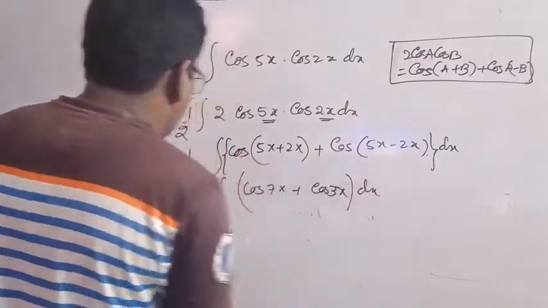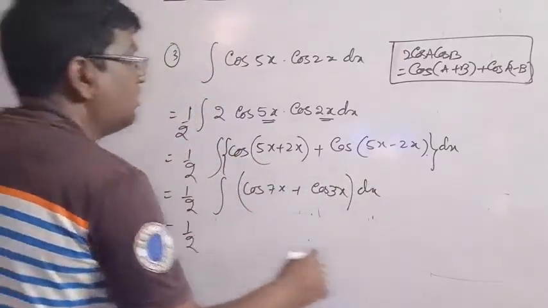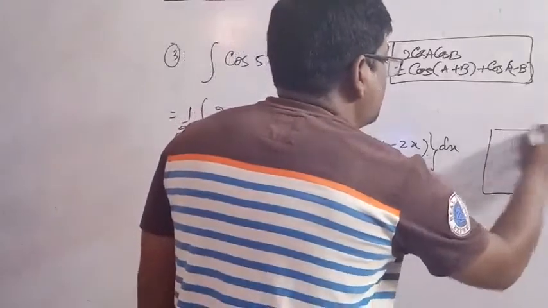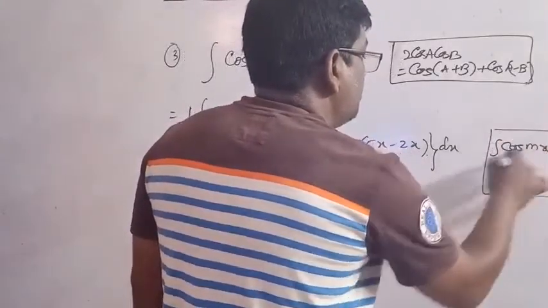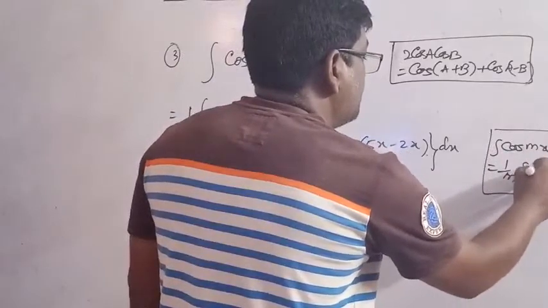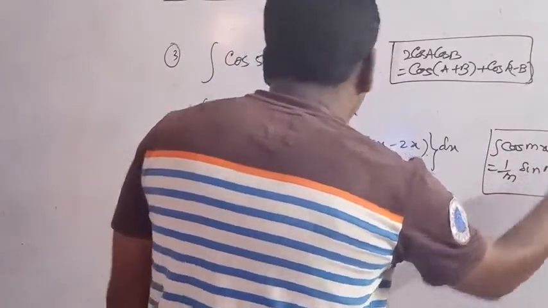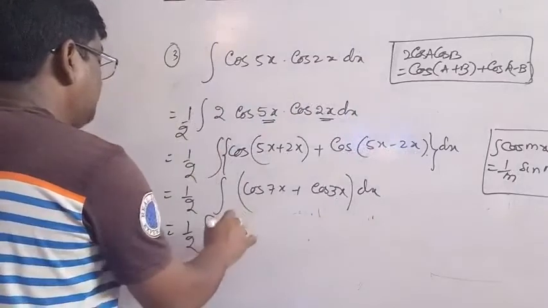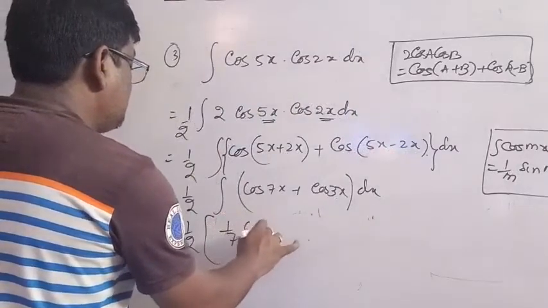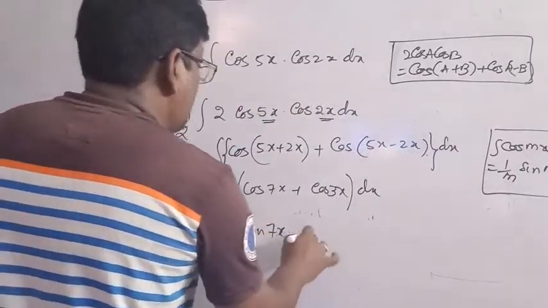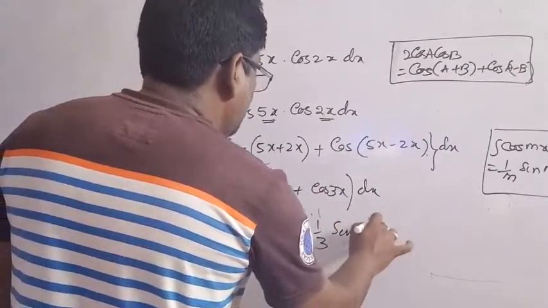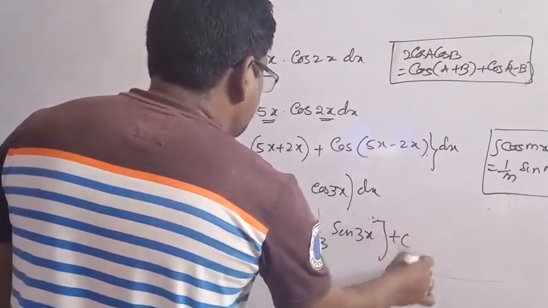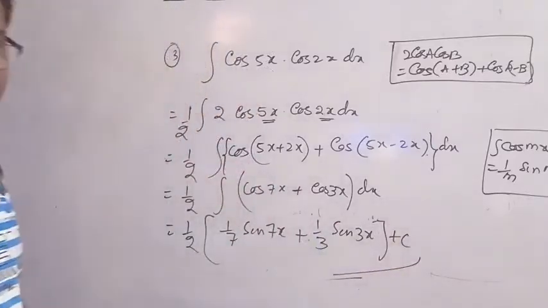So 1 by 2, what is integration of cos mx? That is 1 by m sin mx plus c. So this is equal to 1 by 7 sin 7x plus 1 by 3 sin 3x plus c. This is the answer. Now another question.